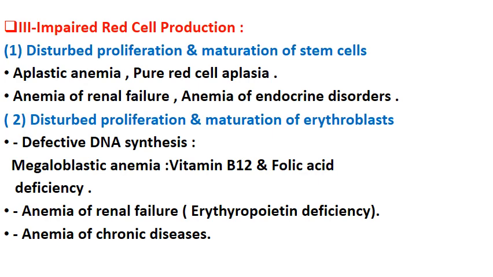Sometimes there is disturbance in the proliferation and maturation of the erythroblast, in which case there is defective DNA synthesis, in the case of megaloblastic anemia, in the case of vitamin B12 deficiency or folic acid deficiency, and anemia of renal failure, because there is erythropoietin deficiency, which is very important to stimulate the production of the red blood cell, or the anemia of chronic disease.